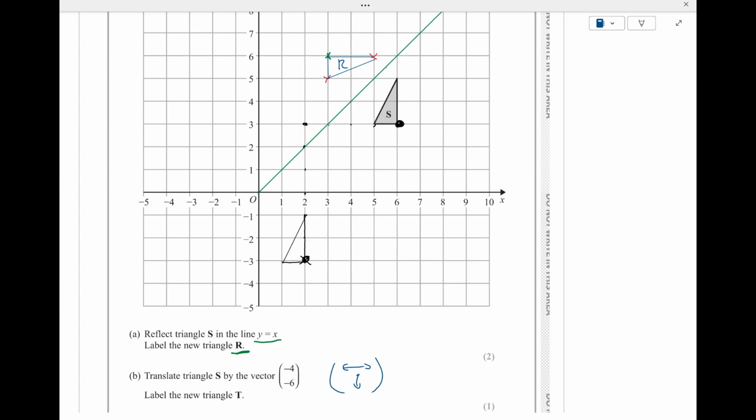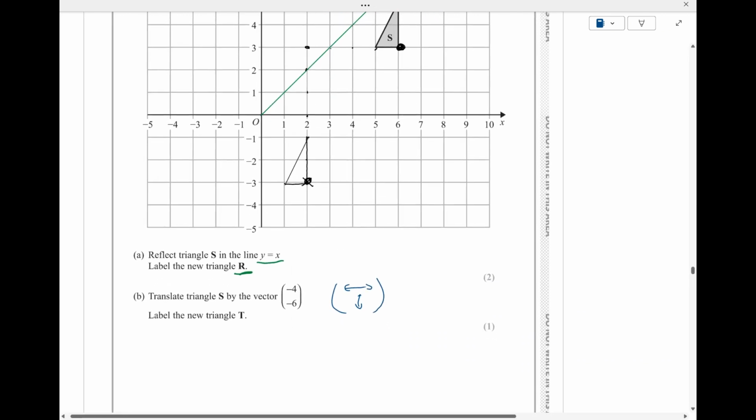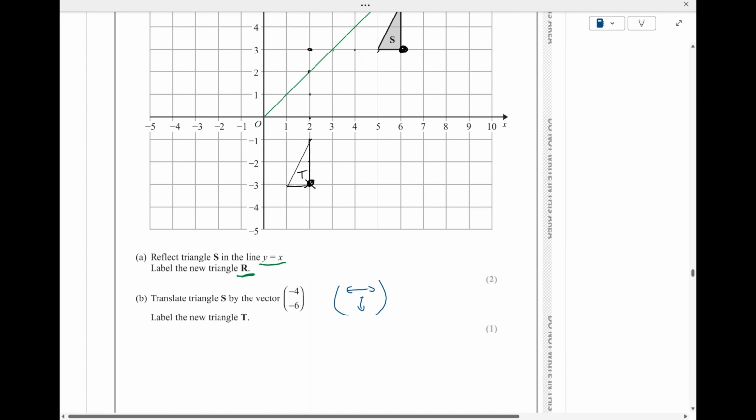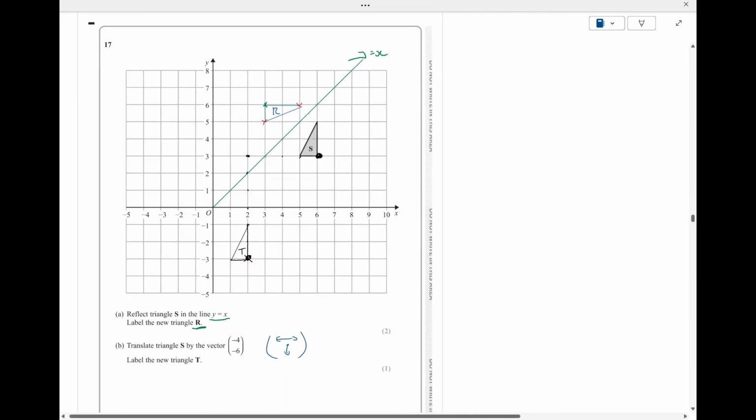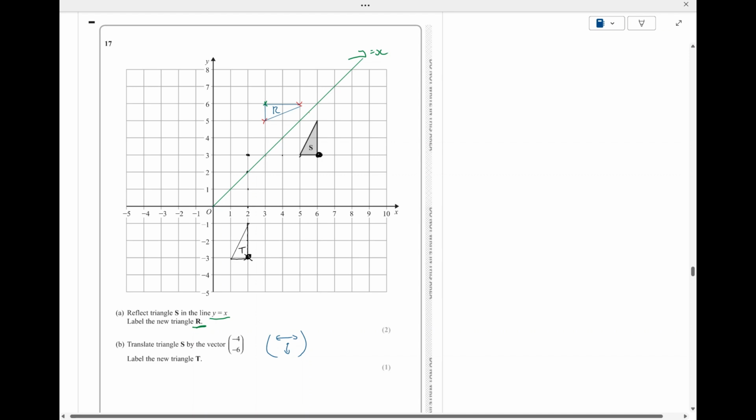But of course you can move each point one by one if you want to. Label the new triangle T. There we go. That is question 17 done in reflection and translation.